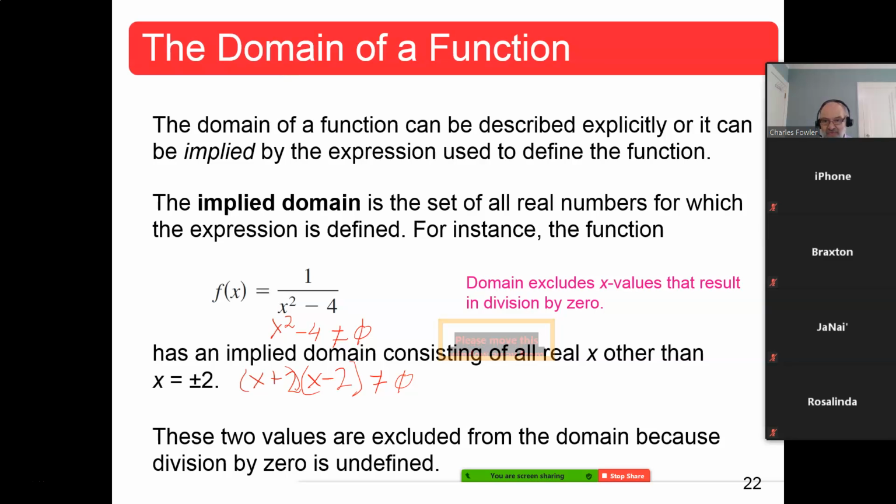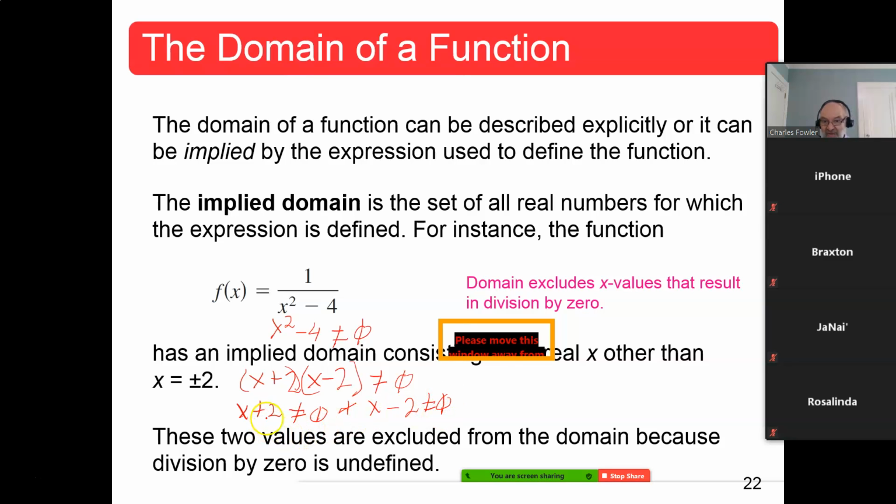Now, if the product of these two entities can't be 0, that means neither one of these entries can be 0. This is where inequality is a little different from equation. In an equation, either one of them could be 0. This one, neither could be 0. So this says that x plus 2 cannot equal 0, not or, but and x minus 2 cannot equal 0.